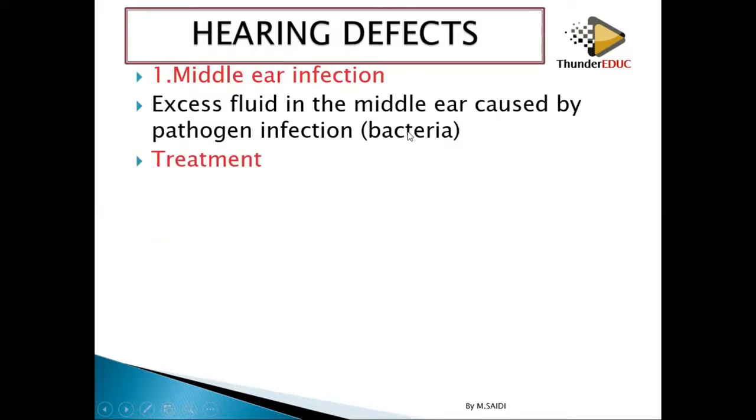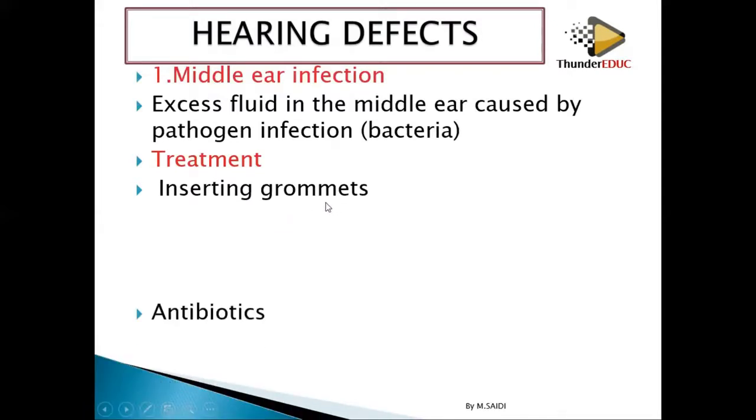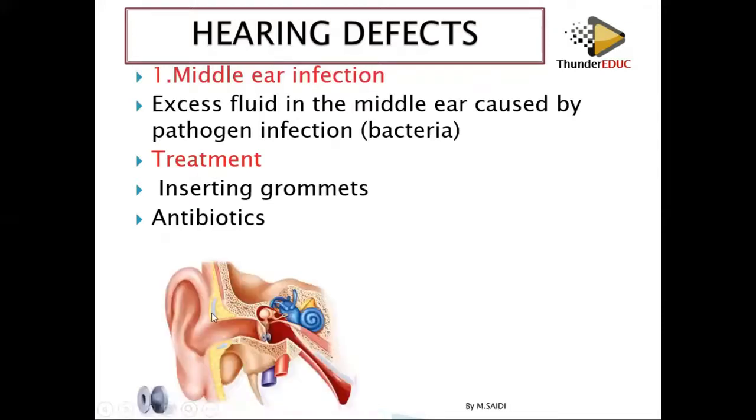Then how do we treat it? Because it's bacteria, you have to apply antibiotics. Also, because a fluid has formed, we need to drain that fluid out. Therefore, we insert what we call a grommet. So number one, you insert grommets. Number two, antibiotics. Antibiotics are for bacteria, so when you apply them, the bacteria will be killed. This is how it looks. This is a grommet, and we insert it so that the fluid can be drained.